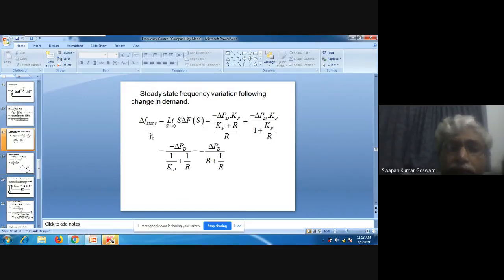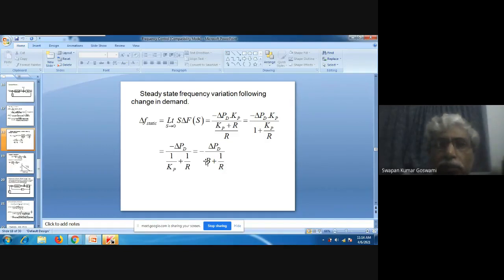Now if this is the change in frequency, obviously from outside you are not changing the position of the speed changer. Some load has been increased by the consumer, they have switched on the load, and that load is being supplied. How? By reducing the frequency of the system. So system frequency decreases, and additional load is being supplied. Where is this additional load supplied from? Obviously there is some increase in generation, and this increase in generation is due to the action of the governor.